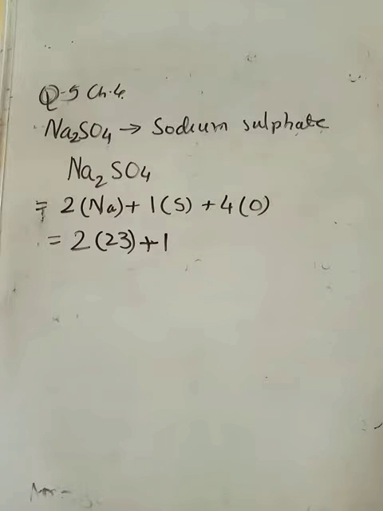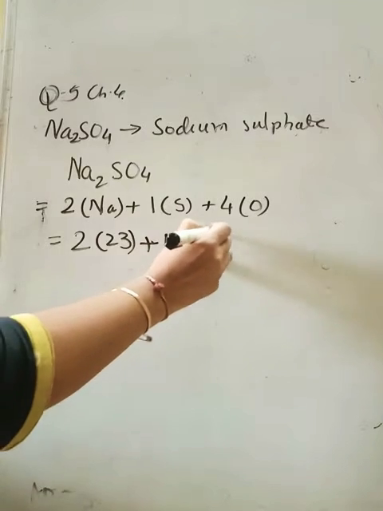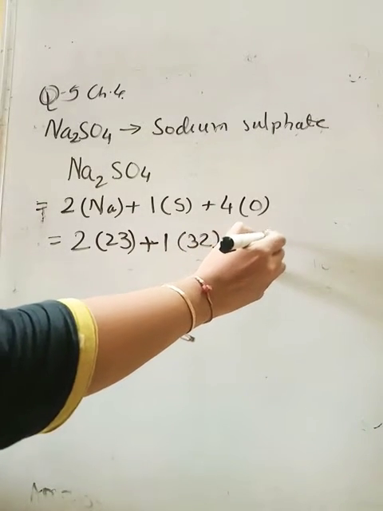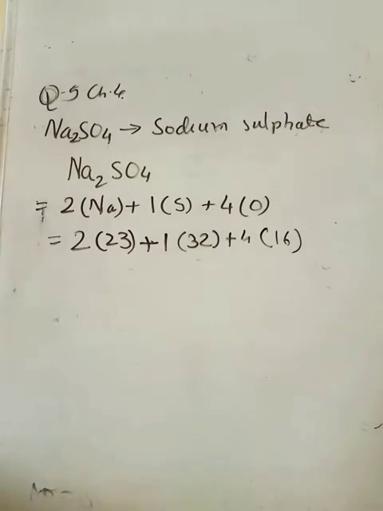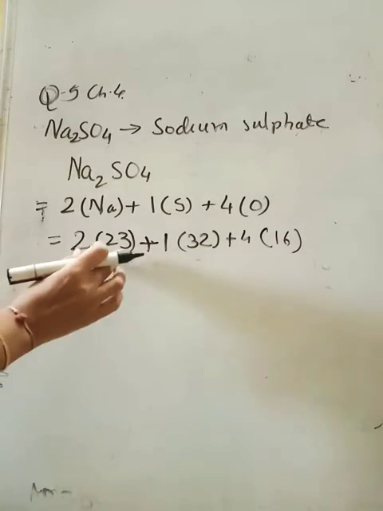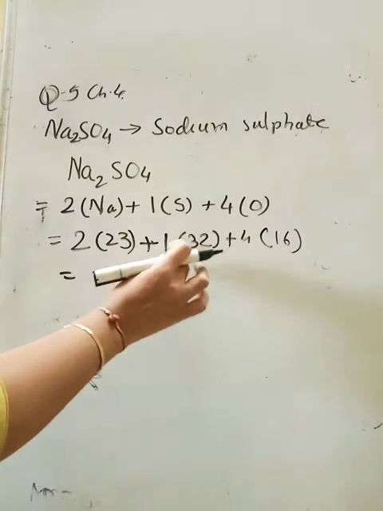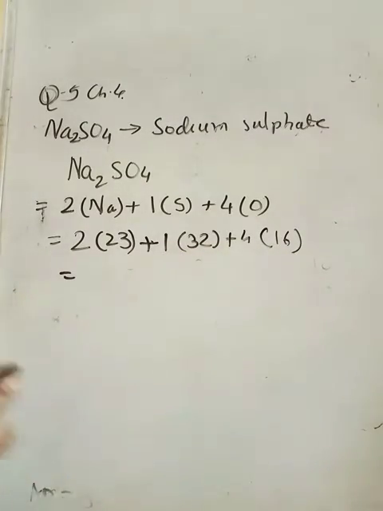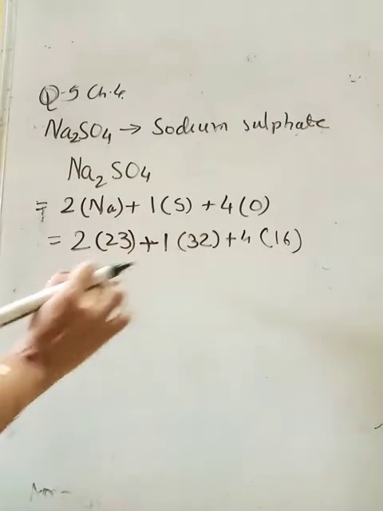Now children, let us write down the atomic masses of all. You can refer to your textbook, page number 51, where almost all the atomic weights of the required atoms are given. So sulfur is 32, oxygen is 16. You are going to write down everything. Now you are going to multiply each one with that number of atoms. After that you are going to do the addition. So first multiplication and then addition.